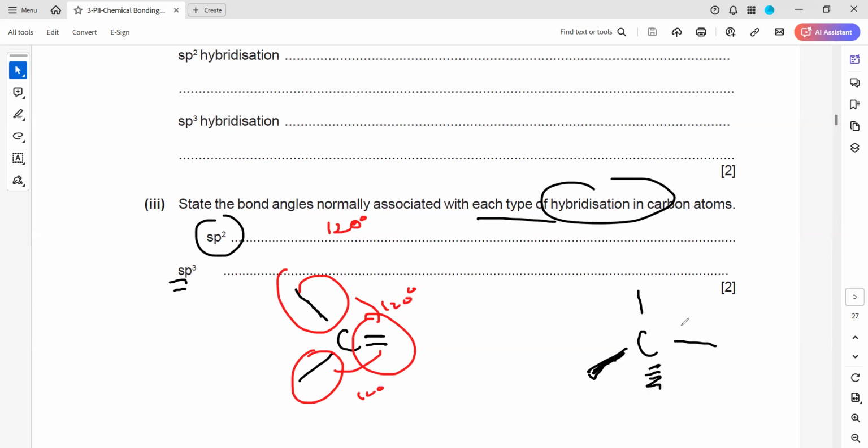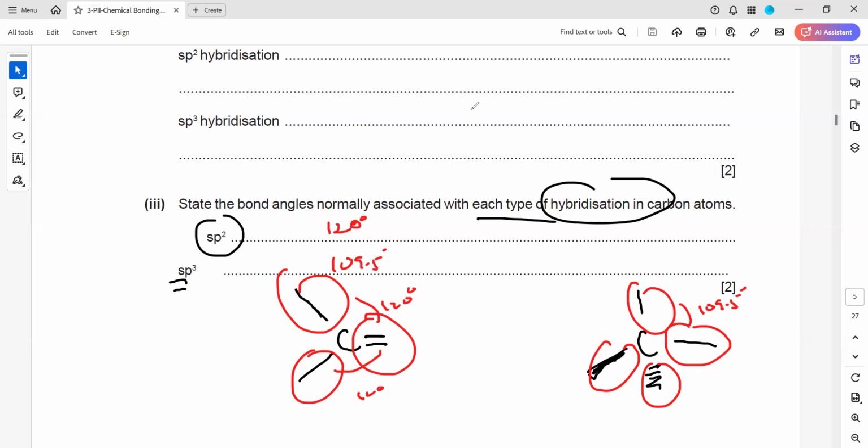When four bond pairs are there, because when we consider the bond pairs, 1, 2, 3, and 4. So when four bond pairs are there and there is no lone pair, the bond angle will be 109.5 and it will have a tetrahedral structure. So the bond angle will be 109.5 degrees.